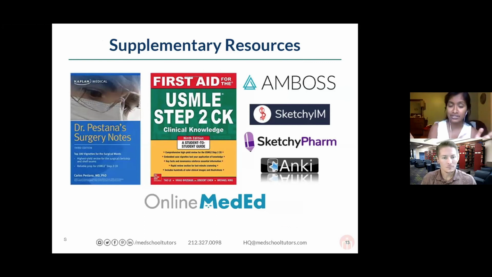So that slide was our mandatory, we really think you should use. These are more supplementary. So the USMLE Step 2, it's great and it has broad strokes, but I don't necessarily know that I would say you need to use it. Pestana is really great for some of the surgical topics, but again, it's a pretty short book. So this is not something I would say you should be using as your primary source for the actual clerkships itself, but it can be very useful to give you broad strokes for the surgical resource.